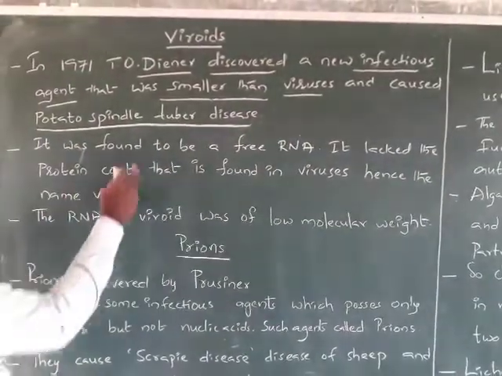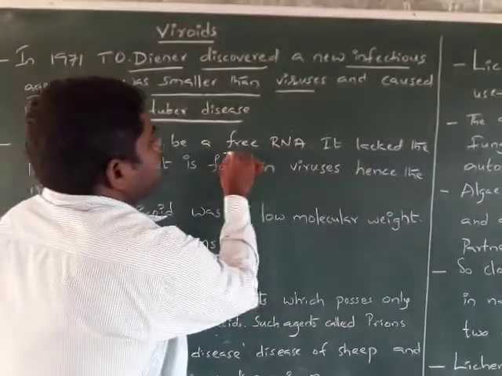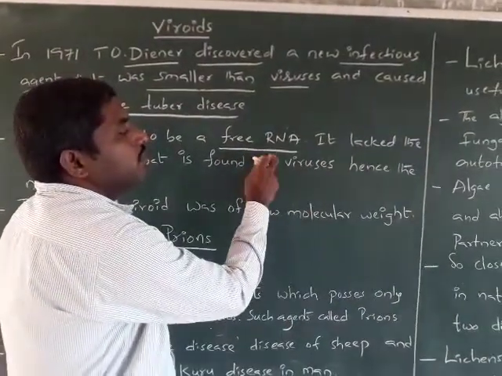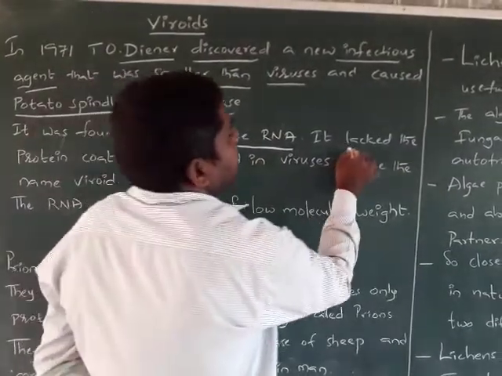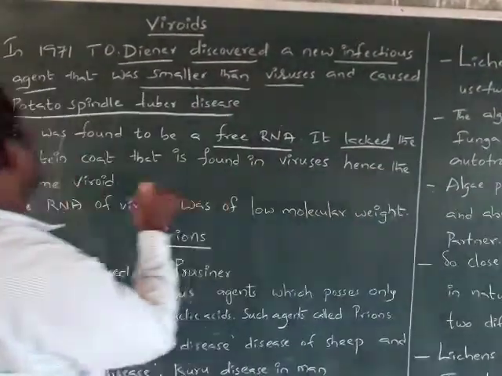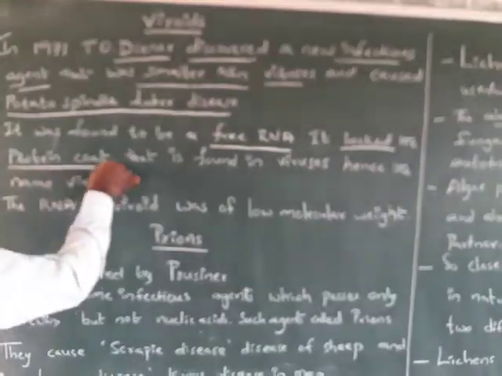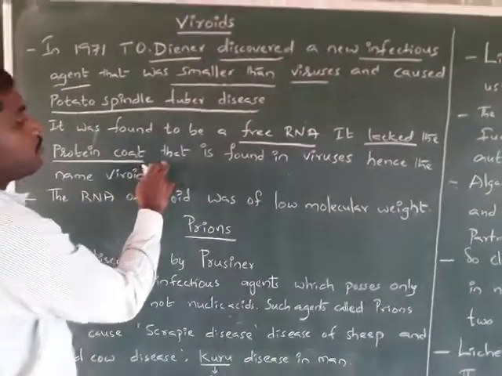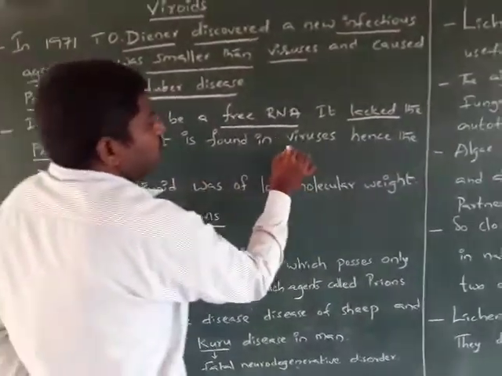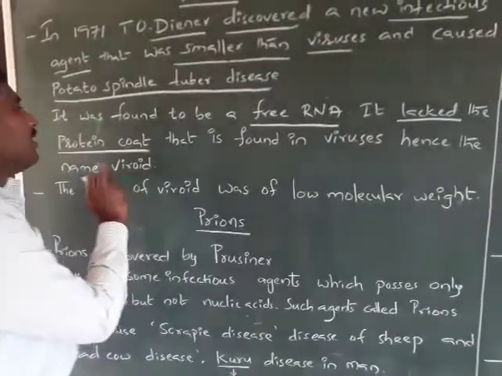It was found to be a free RNA. It lacked the protein coat that is found in the viruses. Hence the name viroid.